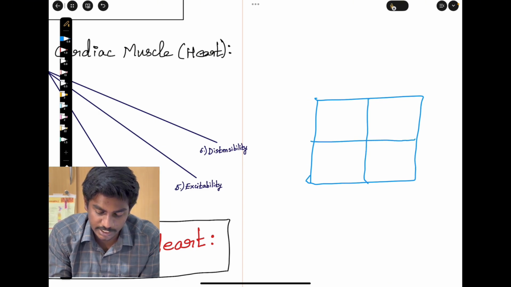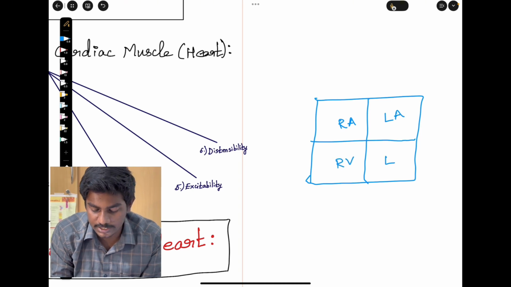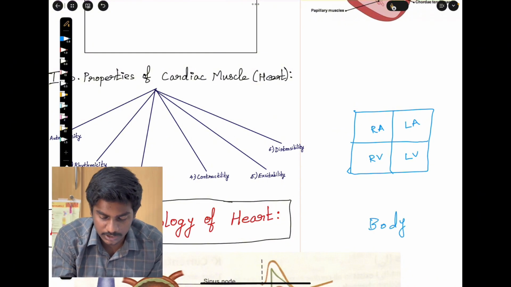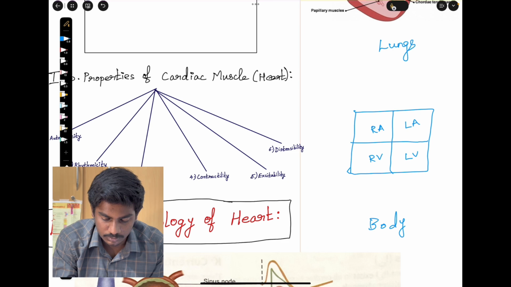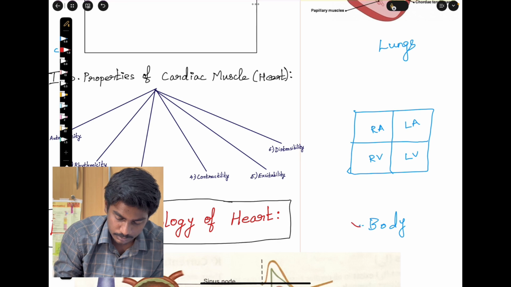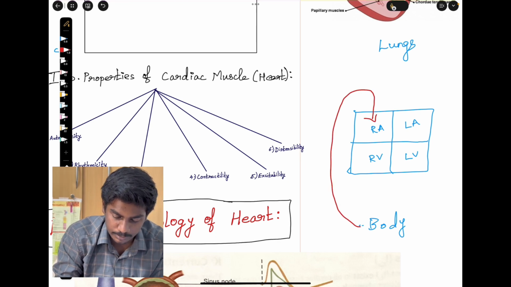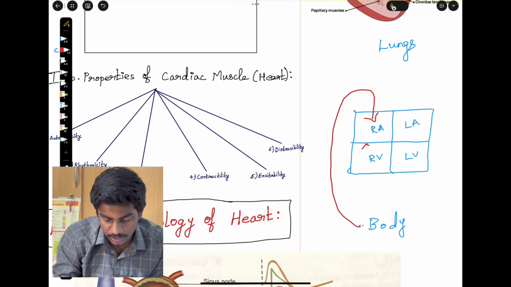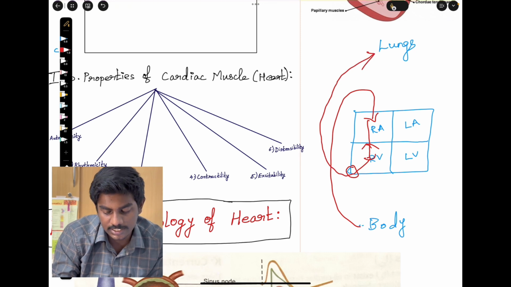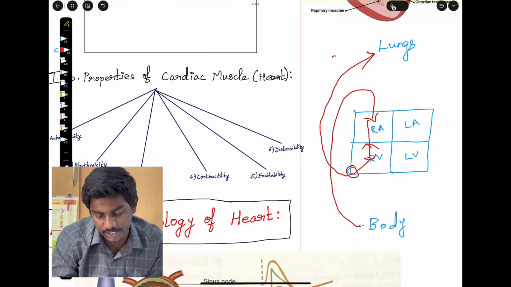So this is the right atrium, this is the left atrium, this is the right ventricle, and this is the left ventricle. This is the body, and here come the lungs. First, the deoxygenated blood from the body enters the right atrium, and through the tricuspid valve, the deoxygenated blood enters the right ventricle, and through the semilunar valves it reaches the lungs, and in the lungs the deoxygenated blood becomes oxygenated, which is called oxygenated blood.